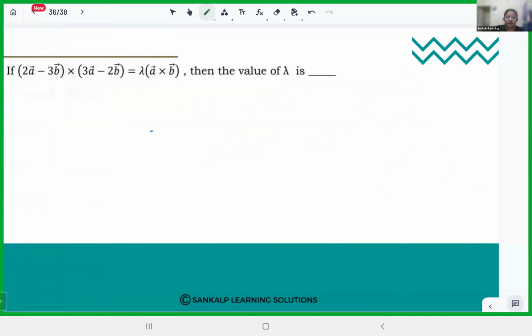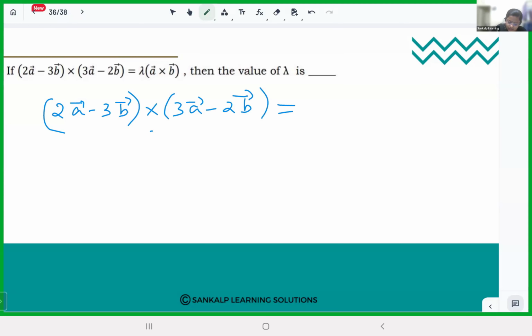So this is the second last question. If (2a minus 3b) cross (3a minus 2b) is equal to lambda into a cross b, then the value of lambda is, alright, so it is 2 into vector a minus 3 into vector b cross 3 into vector a minus 2b. So this can be expanded, right? How will you expand this?